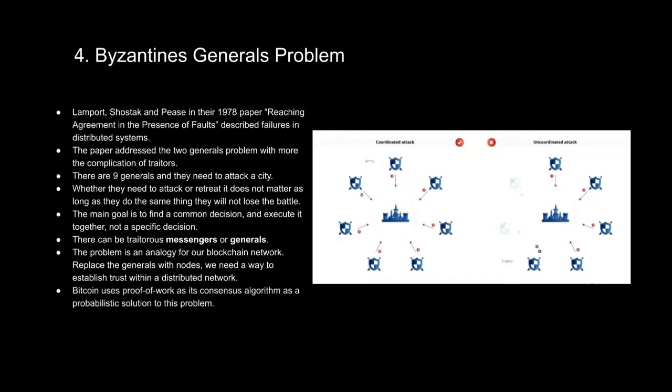Bitcoin uses proof of work as its consensus algorithm as a probabilistic solution to this problem, and so does Ethereum as of now. A quick note over here, Ethereum is moving to Ethereum 2.0. Phase 0 implementation will be September 5th of 2020. And then there's phase 1 and phase 2, which we're probably looking at somewhere around 2 to 3 years from now before it's fully done with all the specs that they have defined.